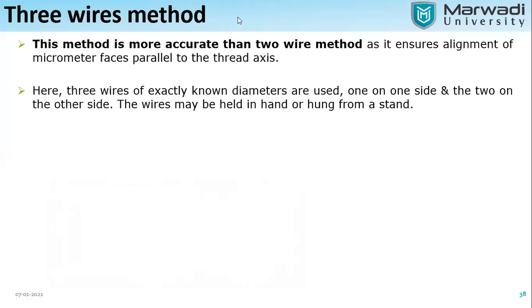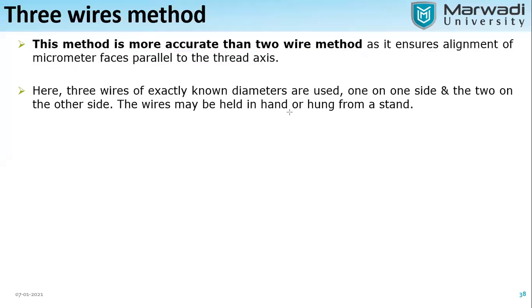So the benefit of this method is that it is more accurate than the two wire method, as it ensures alignment of micrometer faces parallel to the thread axis. Here three wires of exactly known diameters are used, one on one side and two on the other side. The wires may be held in hand or hung from a stand.